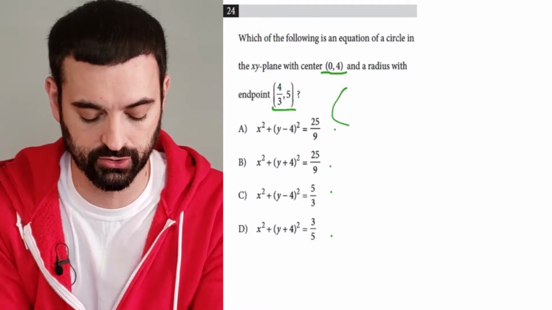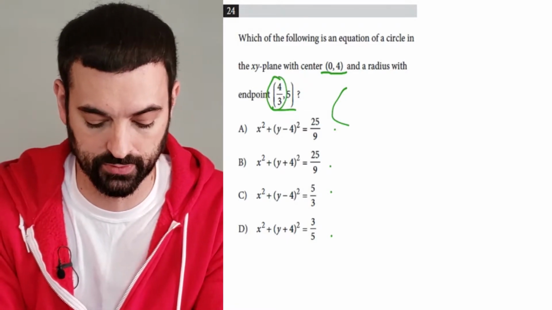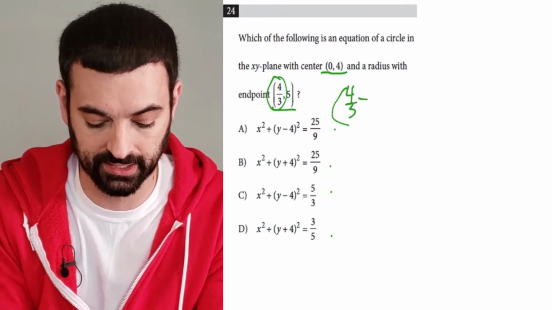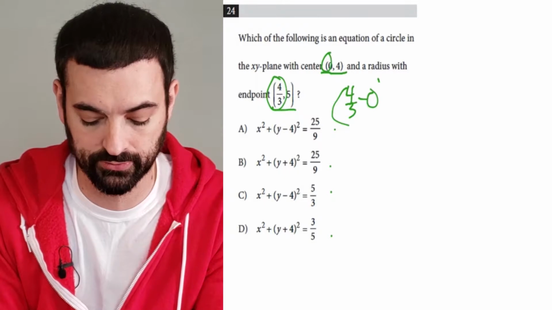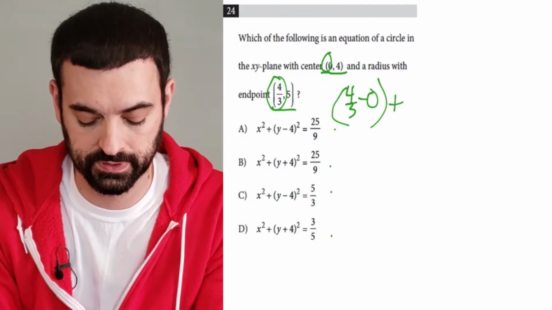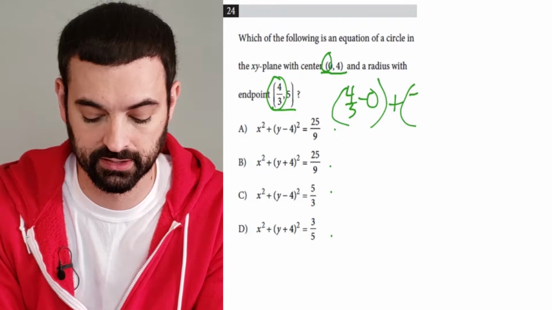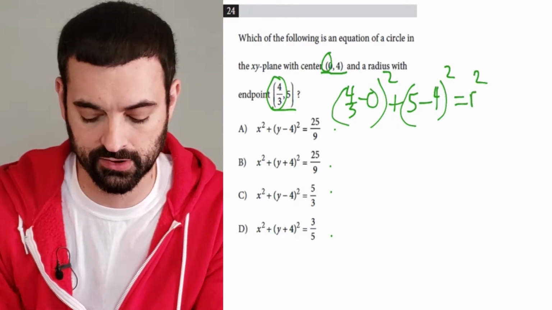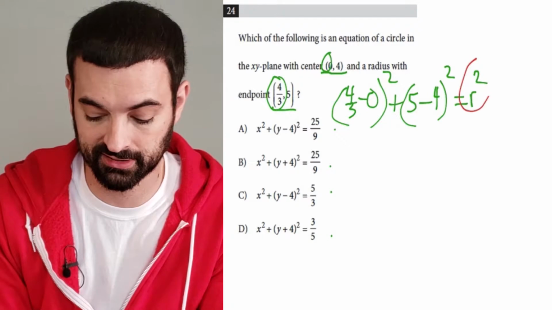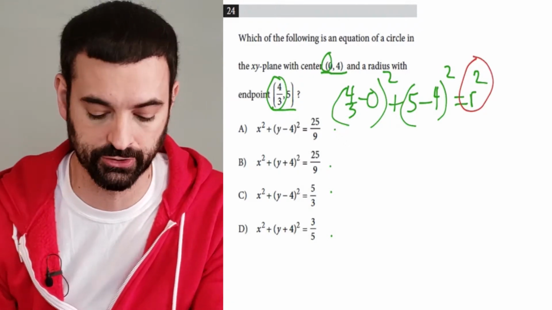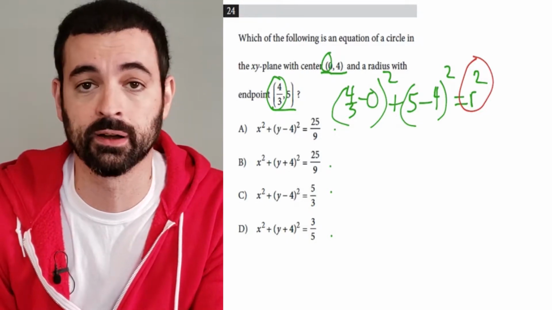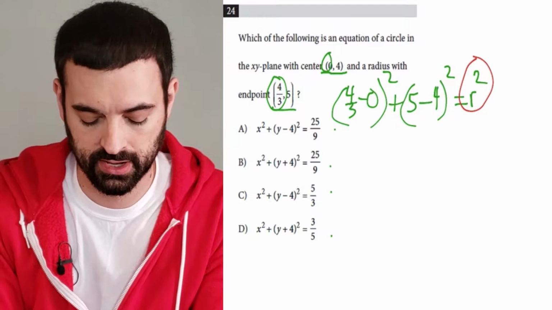So the x value of the endpoint is 4/3. It's 4/3 minus the x value of the center, that's 0. 4/3 minus 0 plus, and we'll do the same thing with the y's, that's 5 minus 4. Each of these is squared, and they will add up to r squared. Again, this is the value that we don't have, the r value. Let's clean this up a little bit, and we'll be able to solve for r, and then we'll generalize the equation.